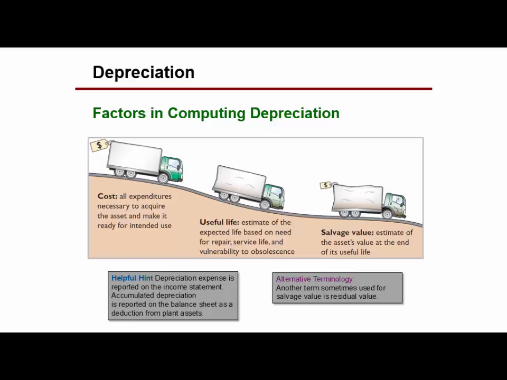Okay, so when we deal with depreciation, we're going to have the cost, which is all expenditures necessary to acquire an asset and make it ready for its intended use. We will then divide that by its useful life, which gives us our annual depreciation. But before we divide by the useful life, we subtract off the salvage value, right? We did this in some of the early chapters, so it should not be that difficult to remember what we're supposed to do with depreciation, okay?